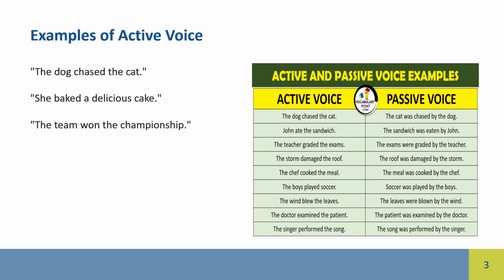Examples of active voice: the dog chased the cat, she baked a delicious cake, the team won the championship. We can observe many examples in this table, like: the singer performed the song. The song was performed by the singer. The doctor examined the patient. The patient was examined by the doctor.